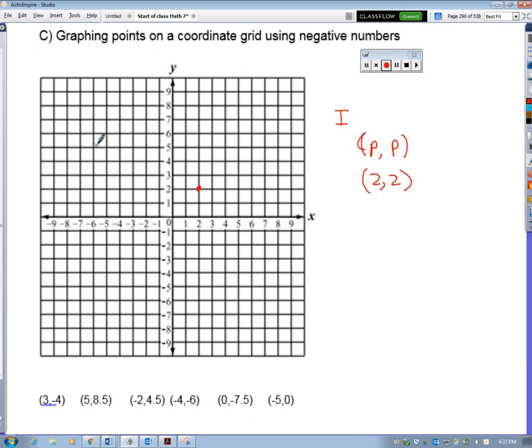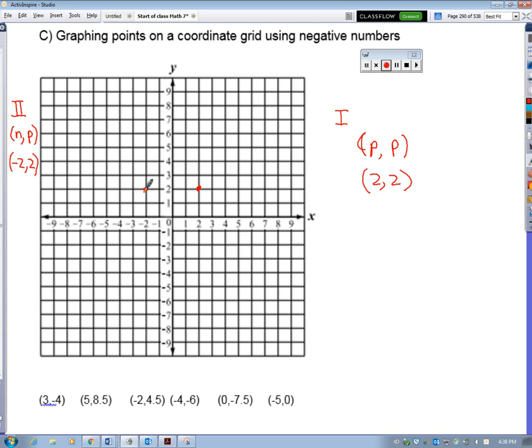Then we jump over here and we have quadrant number 2. The coordinates in this quadrant have an x that is negative and a y that is positive. For example, if we had -2, comma 2, we would start here at 0, go over to -2, and then go up to 2. That would be its location.